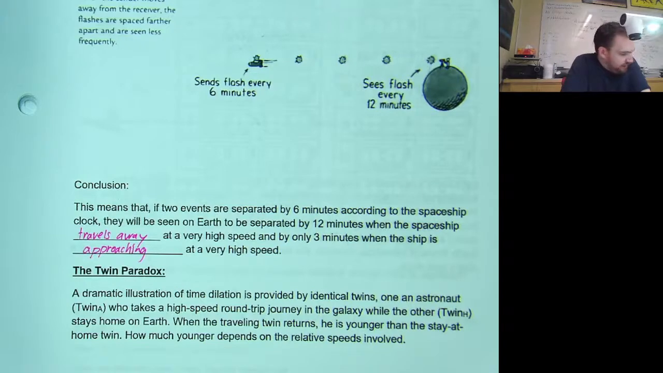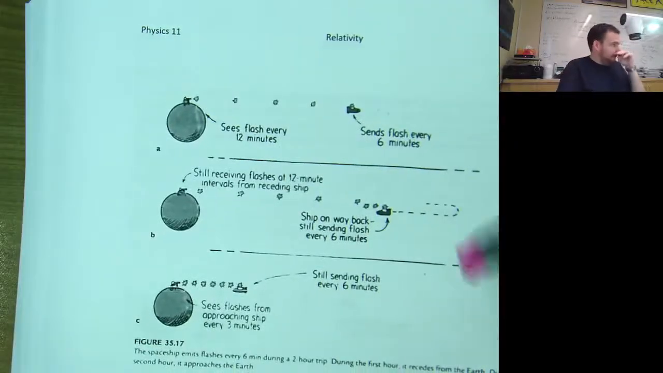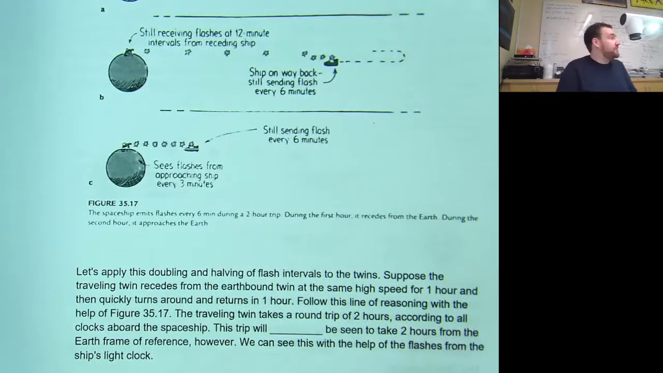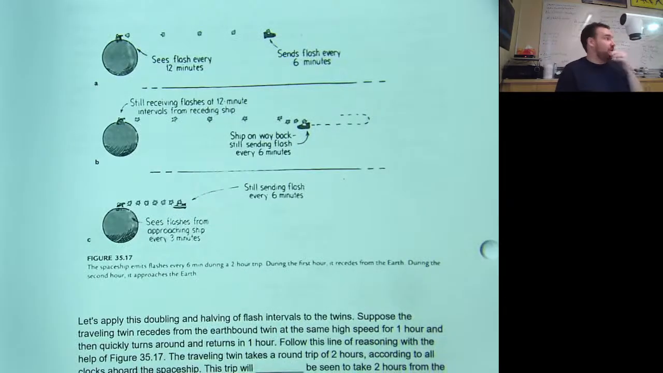So there's a paradox here called the twin paradox. The paradox is this. Let's say you have two identical twins. One, an astronaut, twin A, takes a high-speed round-trip journey in the galaxy, while the other twin, twin H, stays at home. When the traveling twin returns, he is younger than the stay-at-home twin. How much younger depends on the relative speeds involved. Depends on how fast and how far and how long. Could be years, like in the movie Interstellar. What would the difference be? We can do the calculations. We are going to do the calculations.